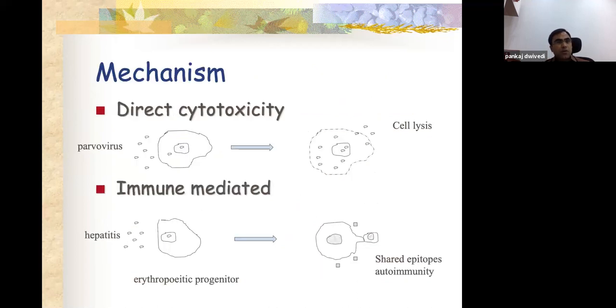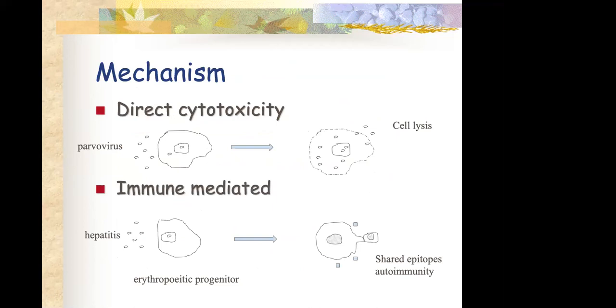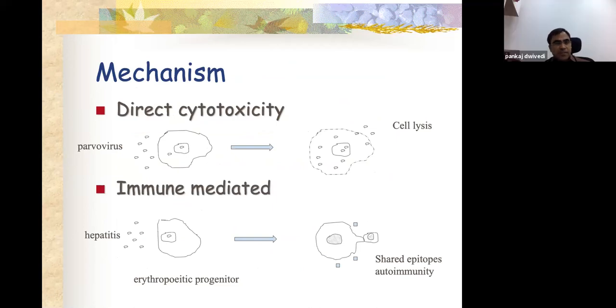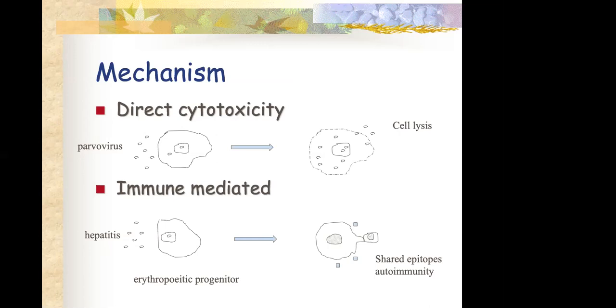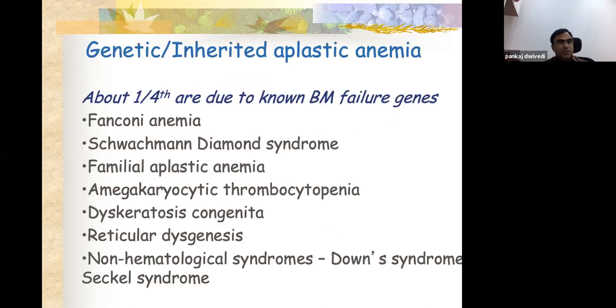So it is an important cause. What are the causes or mechanisms of pancytopenia? It could be direct toxicity, for example parvovirus, which causes cell lysis, and there is a deficiency of the hematopoietic cells. Immune mediated, like hepatitis, where there are shared epitopes that lead to autoimmunity, and there is a decrease in the progenitor cells.